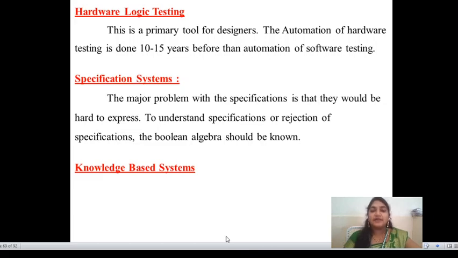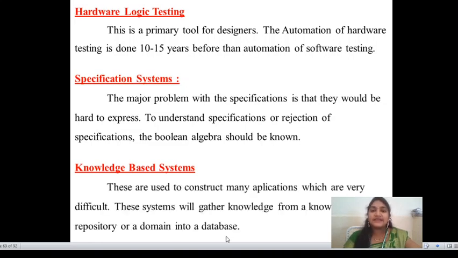Another step is the knowledge based system. Every programmer or designer should have knowledge about the software application that needs to be developed. That knowledge is mainly used to construct many applications which are very difficult to build or design, and these systems gather knowledge from a knowledge repository or a domain into a database. So by using these systems, whatever large system we are going to define, implement or construct, there is a gathering of knowledge. These are all the three steps to be considered in logic based testing.